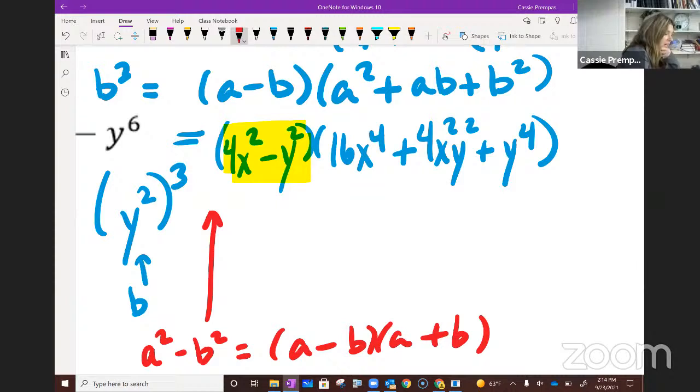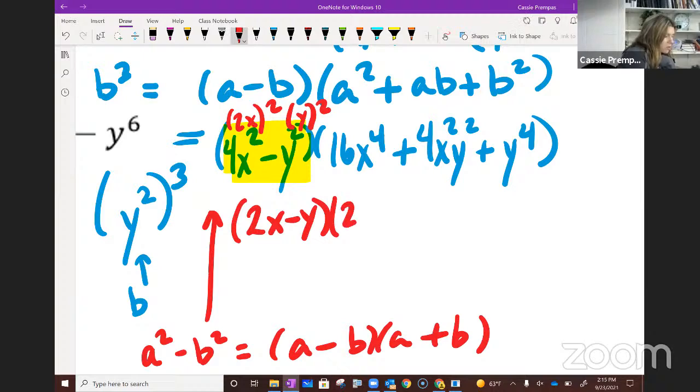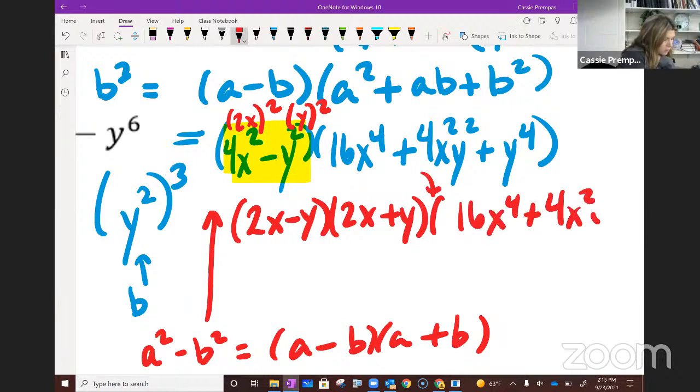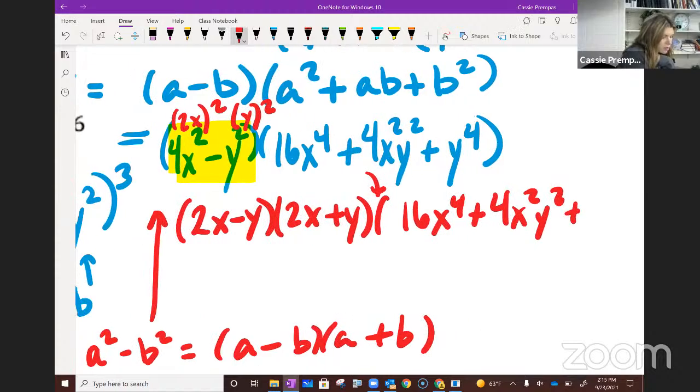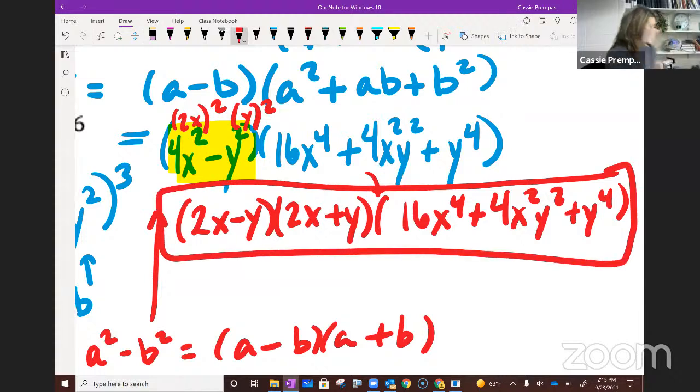So is this the difference of two squares? What squared would give me 4x squared? 2x. And what squared would give me y squared? Y. So 2x is representative of a and y is representative of b. So I can factor this even further to 2x minus y, 2x plus y, and then I have this one that I carry down as well, 16x to the 4th plus 4x squared y squared plus y to the 4th. That is going to be one of the more advanced factoring that we do with the difference of cubes.